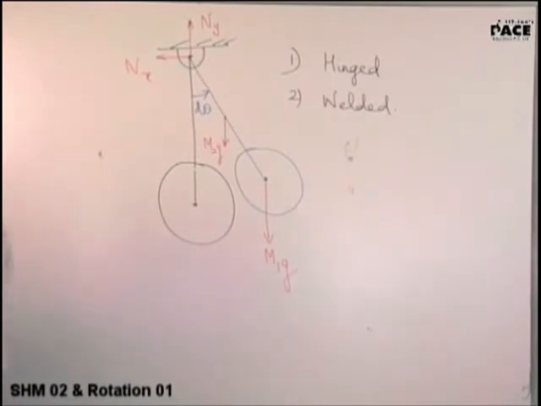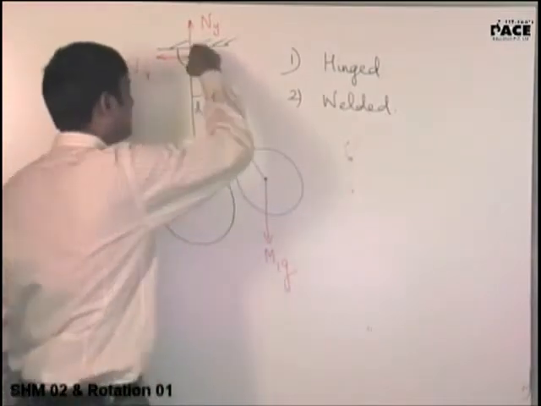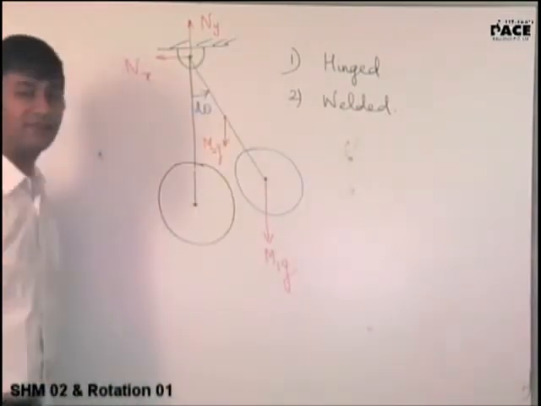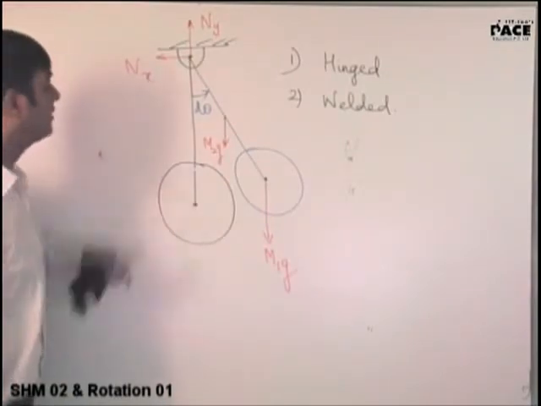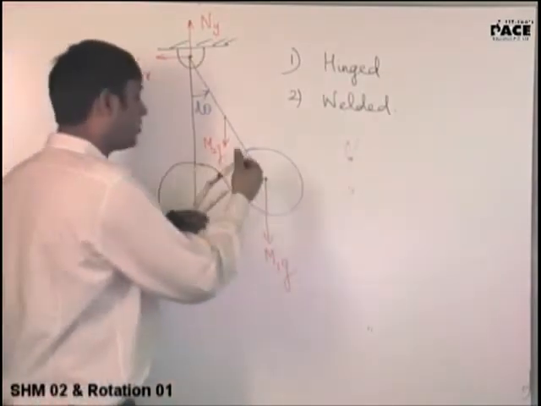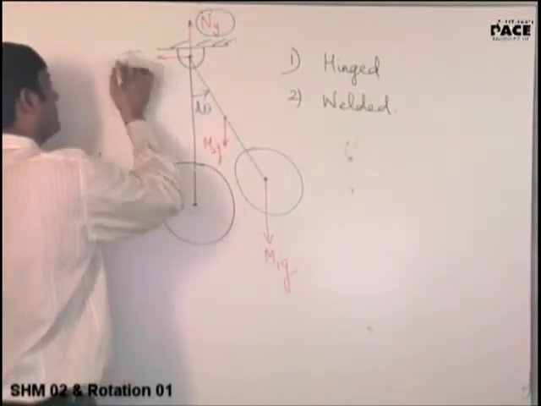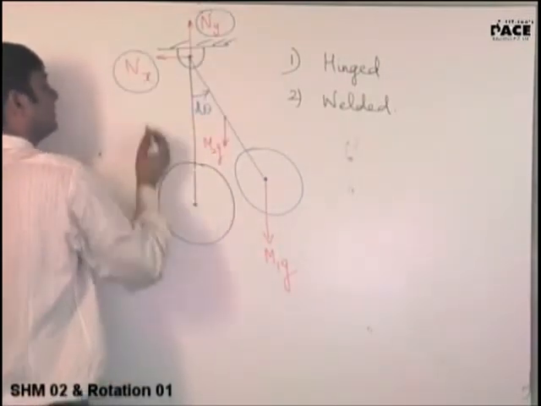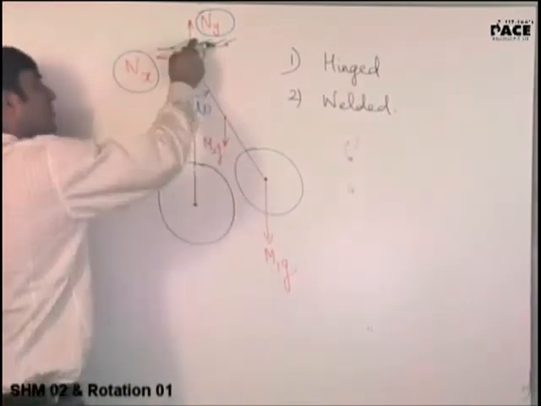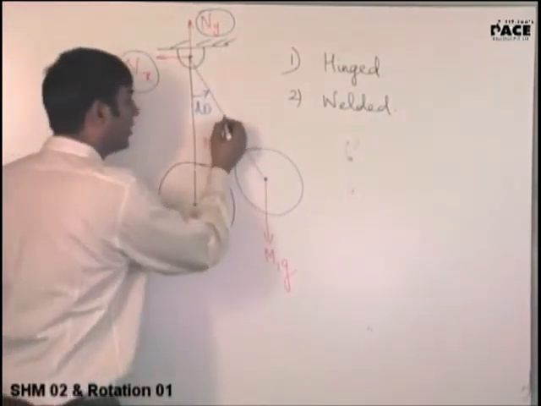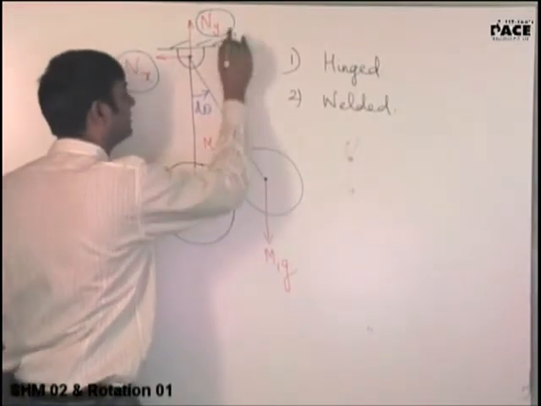Yes. Now please see this. This whole motion will be pure rotation about this axis. So I need to find torque about this, and torque is equal to I alpha. What is the torque due to Ny? 0. What is the torque due to Nx? 0. Why is it 0 about this axis? What is the torque due to M2G? Tell me fast.